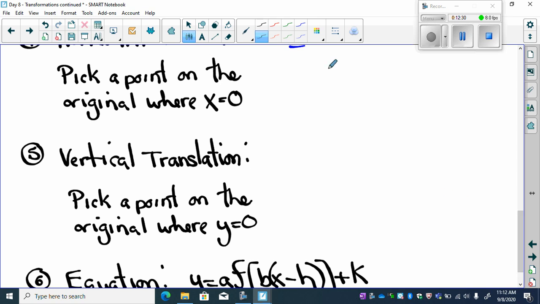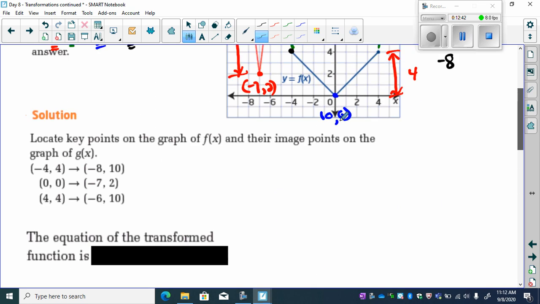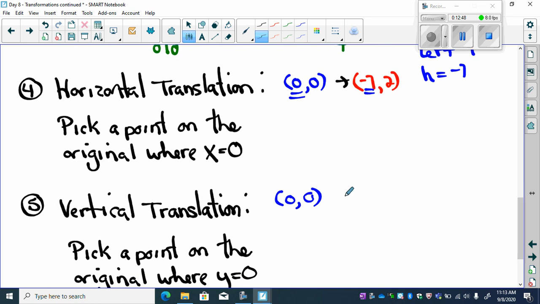So for vertical translation, pick a point on the original where the y-coordinate is 0. So again, I'll use that same vertex because now the y-coordinate is 0. It still became -7, 2. So for this question, I'm using the same point for both, only I'm going to focus on the y-coordinates.